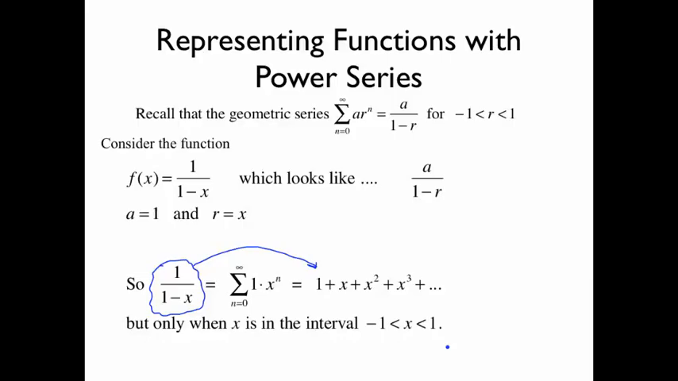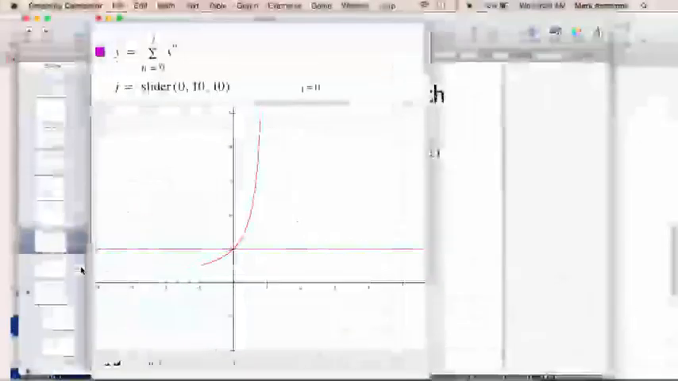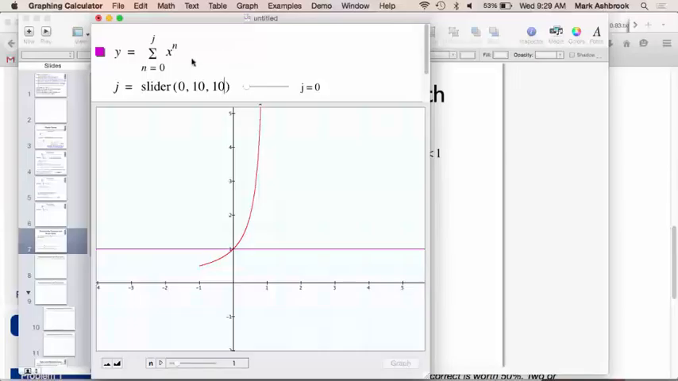So are we good with the basics here? Does it make sense? Anybody have a question? Okay, so here I've set up that thing, n equals 0, x to the n, right? But then I'm saying I'm gonna take partial sums, meaning I'm gonna only go up to some value j. So right now j is 0.